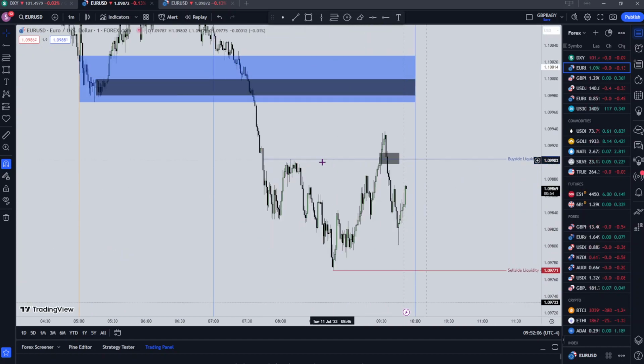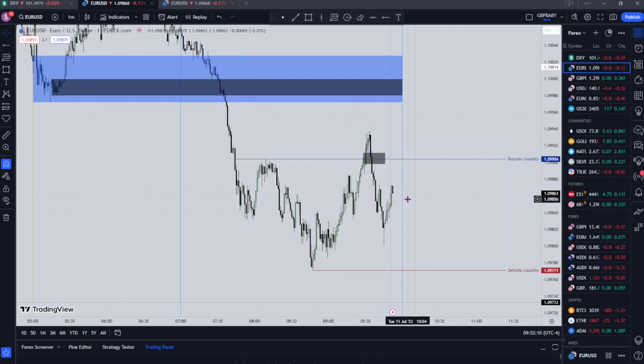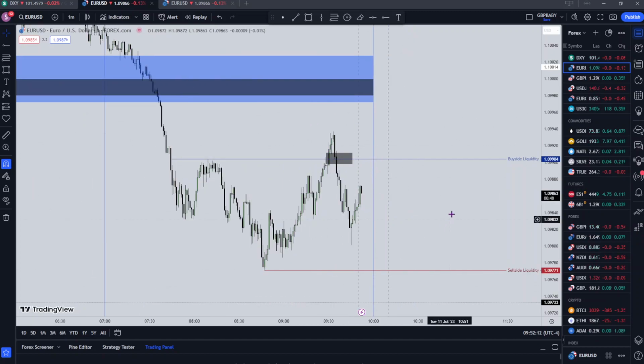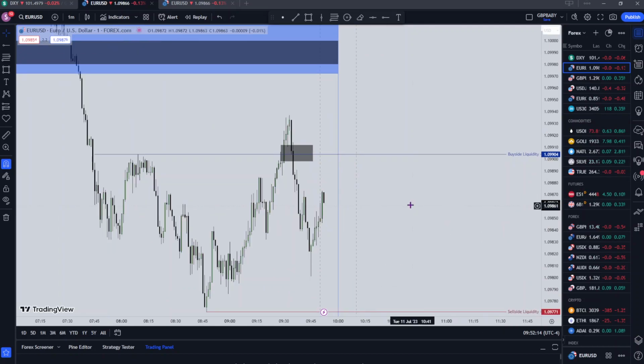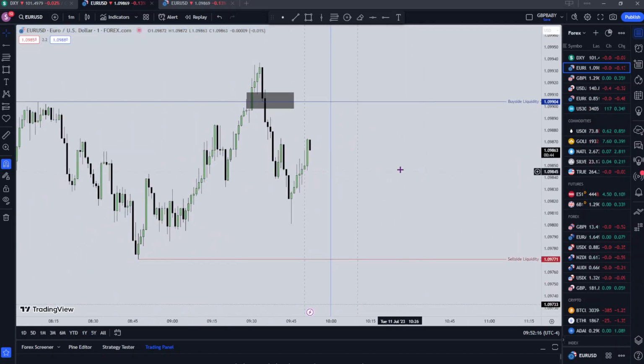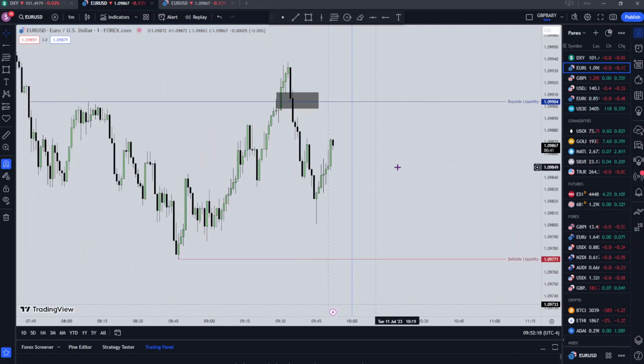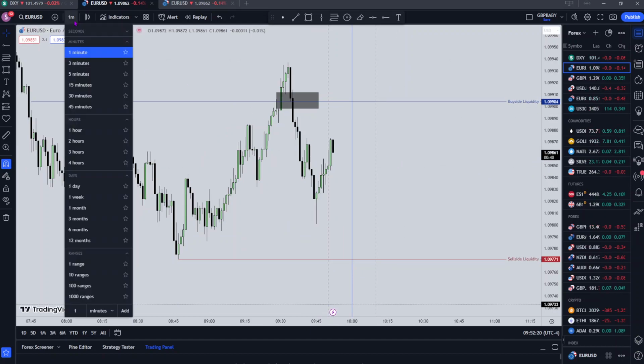Price has just taken out some highs as the 9:30 a.m. open, so I am expecting this sell side liquidity to get attacked. So I'm just gonna wait until I see a nice setup form, because I haven't actually seen one form just yet.